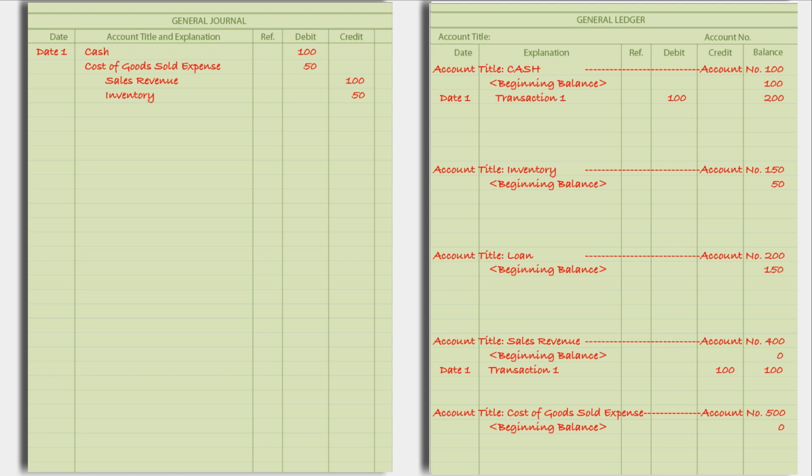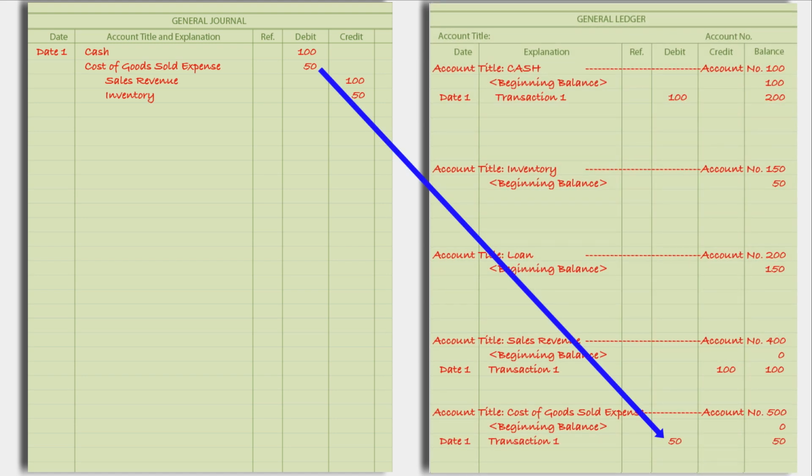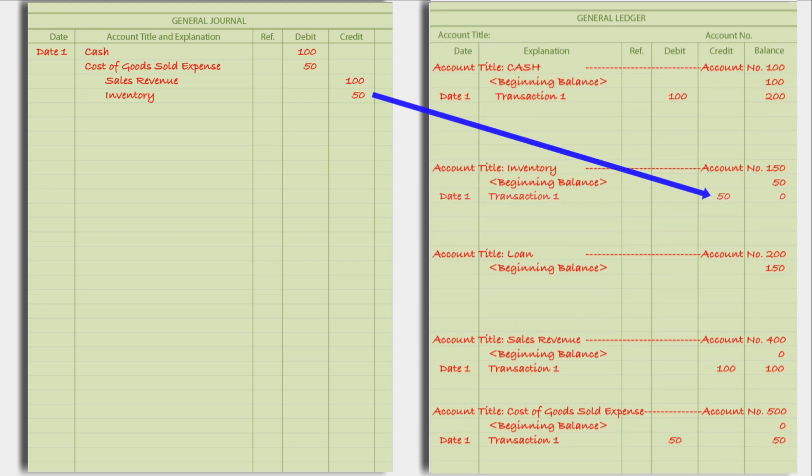We will increase the cost of goods sold expense account by 50 by posting a debit of 50. The balance of the cost of goods sold expense account is now 50. We will decrease the inventory account by 50 by posting a credit of 50. The balance of the inventory account is now 0.